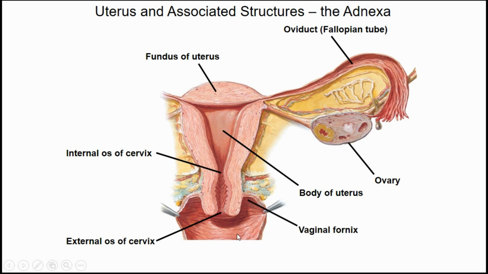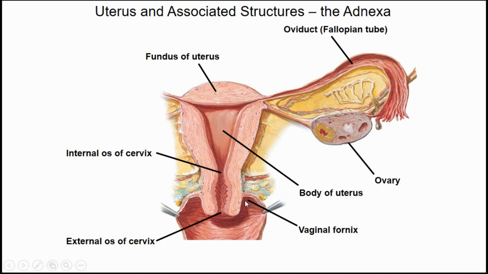Now the wall of the vagina does not go straight to the external os of the cervix. It kind of folds up and then connects a little bit further superiorly, so that the external os and a bit of the cervix actually protrude into the vaginal ceiling. Because of that, there's a corner where the vagina meets the cervix, and that's called the fornix.